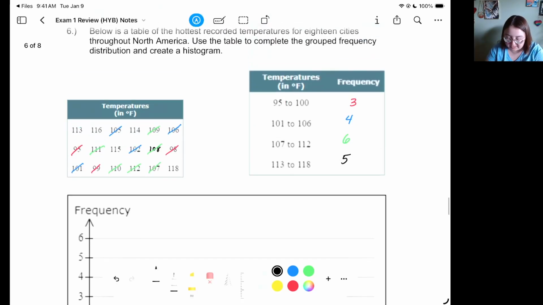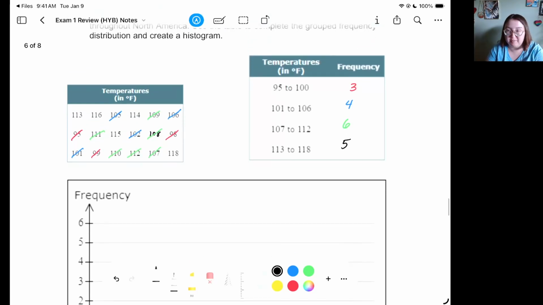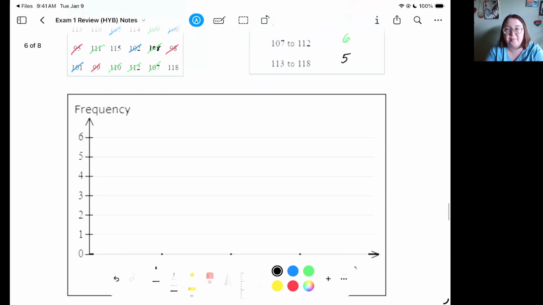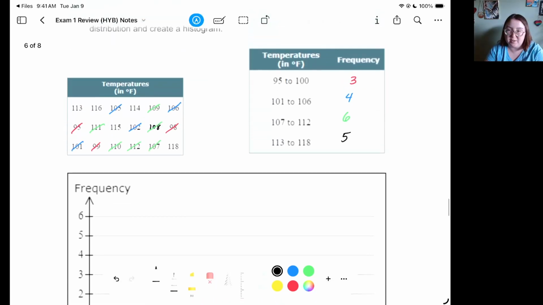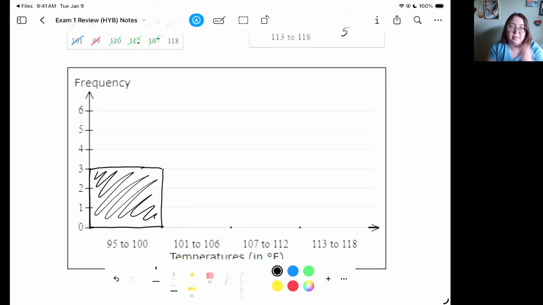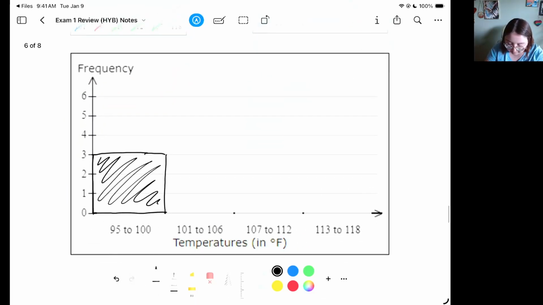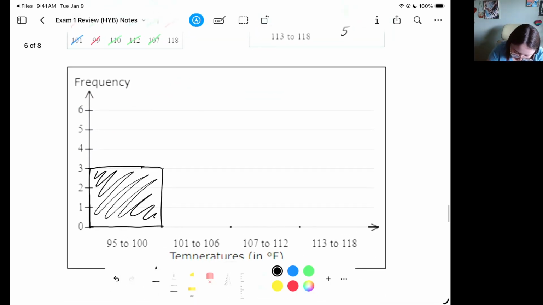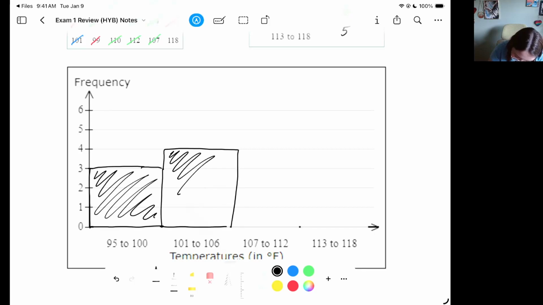Now I kind of color coded them, but we don't have to color code them. You can if you want though. So our first one, our 95 to 100, has the frequency of 3. So we're going to make sure that we draw our little bar here at 3. You can color it in if you would like, shade it in just a little bit there. Then our next one, from 101 to 106, the frequency was 4. Shade that in just a little bit.